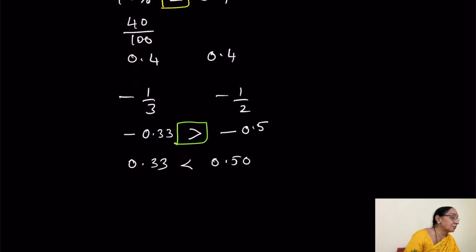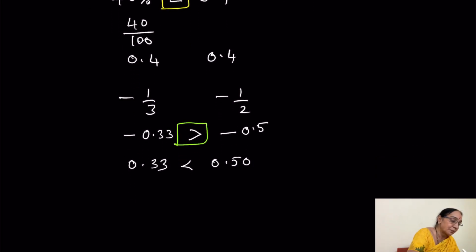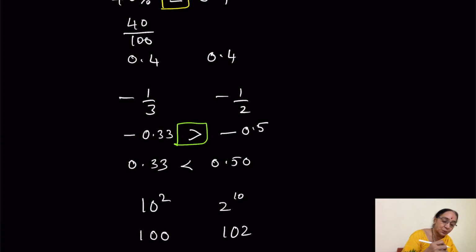Now last comparison, I'm going to give you some powers. So 10 squared and 2 raised to 10. Now 10 squared is 100 and 2 raised to 10 is 1024. That is, 2 is multiplied 10 times, 1024. And 100 is definitely less than 1024. So you have the less than symbol over here.